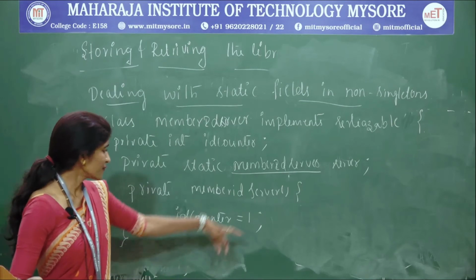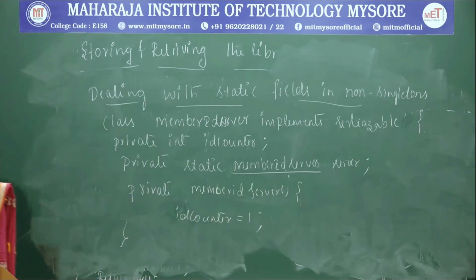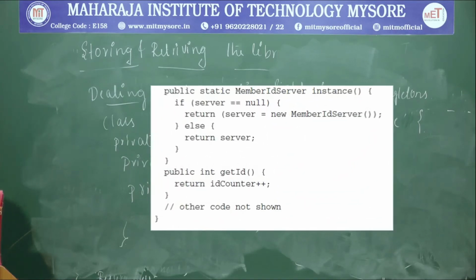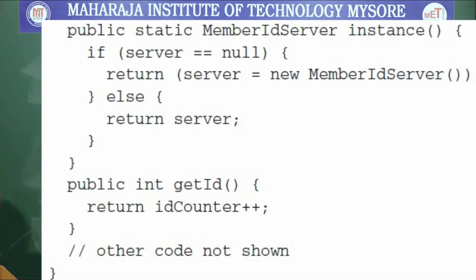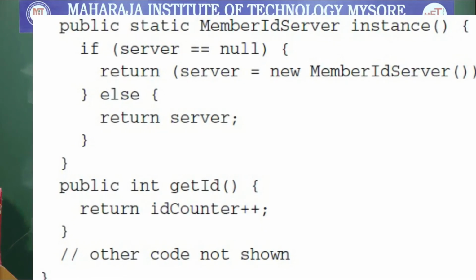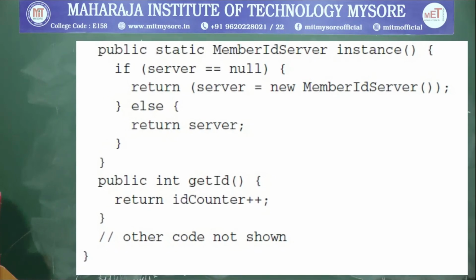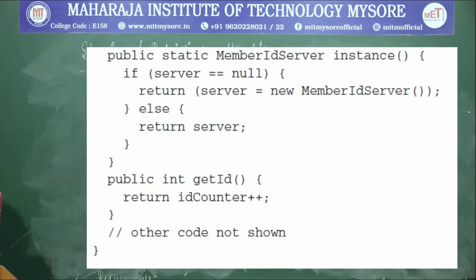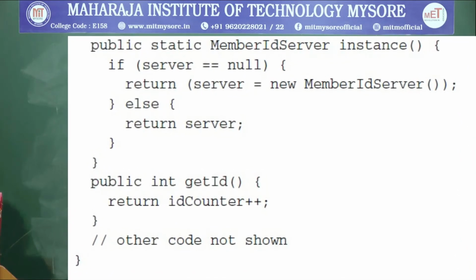So in continuation with this code, we'll see the next lines. You have a public static member ID server instance. Within that you have an if statement comparing server with null. So if server has no value stored within it, which is equal to null, then you are going to return a server with the new keyword, which is going to allocate the memory.